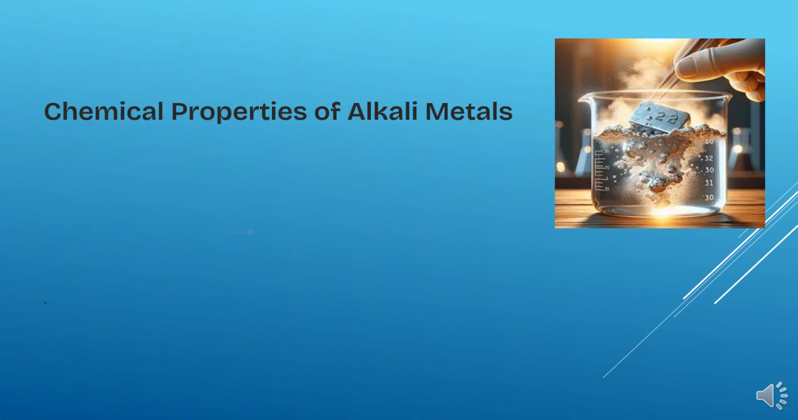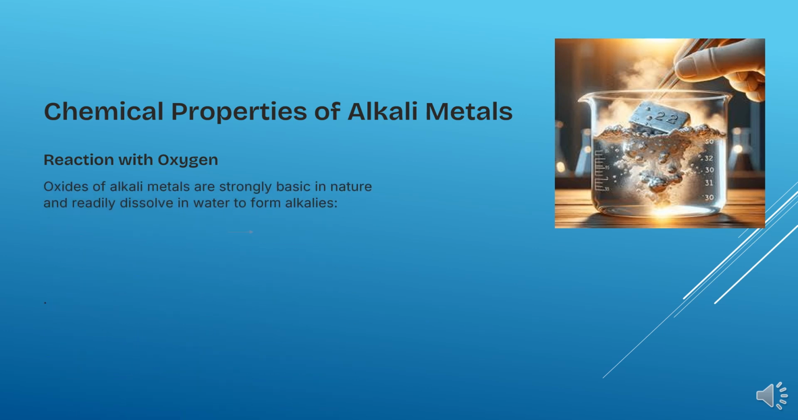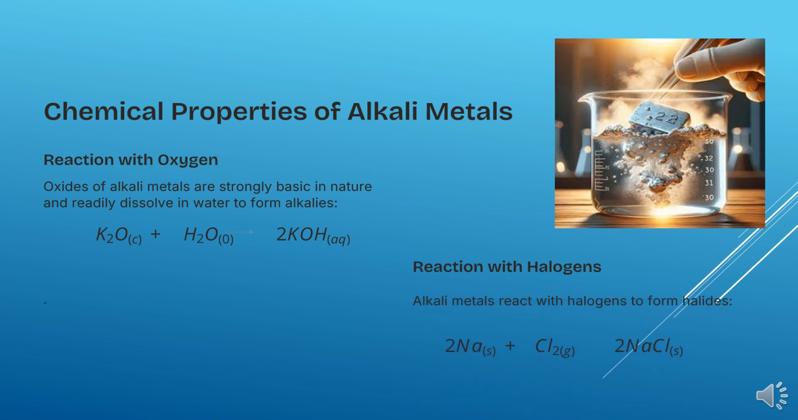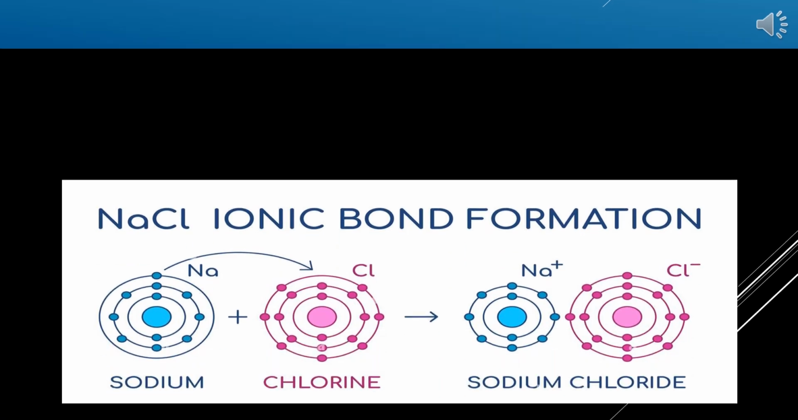Let's study further chemical properties of alkali metals. Reaction with oxygen. Oxides of alkali metals are strongly basic in nature and readily dissolve in water to form alkalis. For example, potassium oxide reacts with water to form potassium hydroxide. Reaction with halogens are extremely important. Alkali metals react with halogens to form halides. Sodium metal reacts with chlorine gas to form sodium chloride, table salt, a compound responsible for the salty taste in our food.